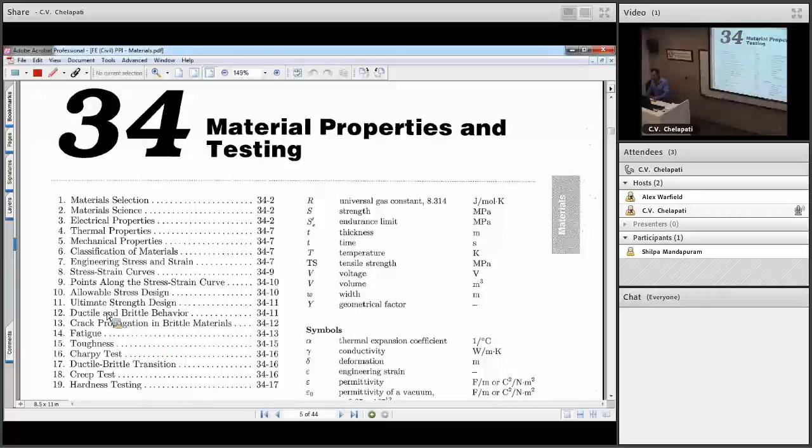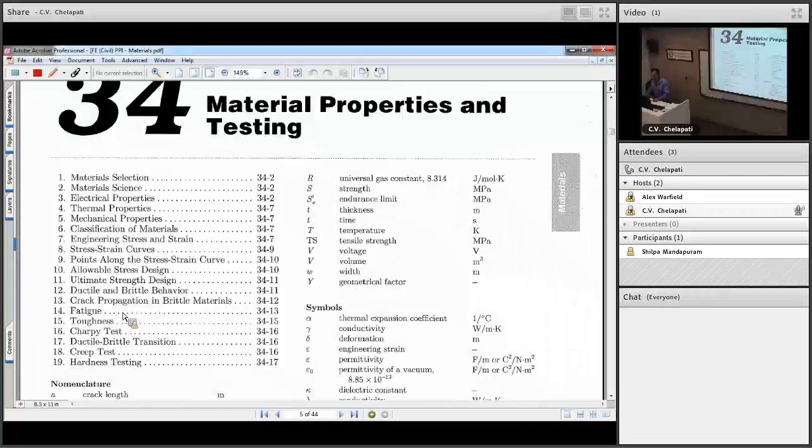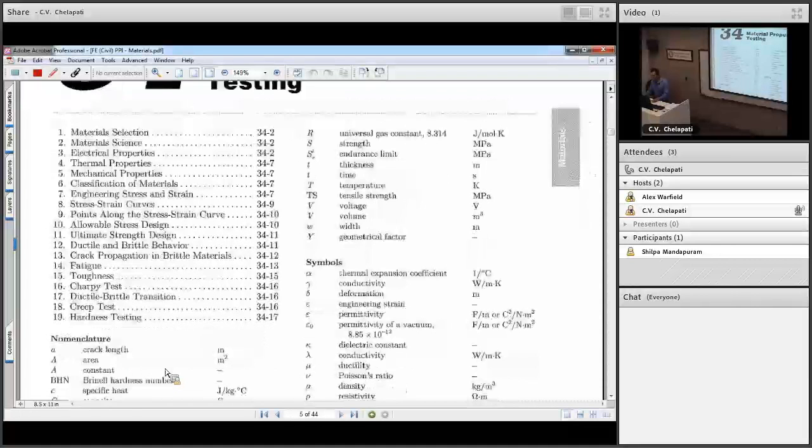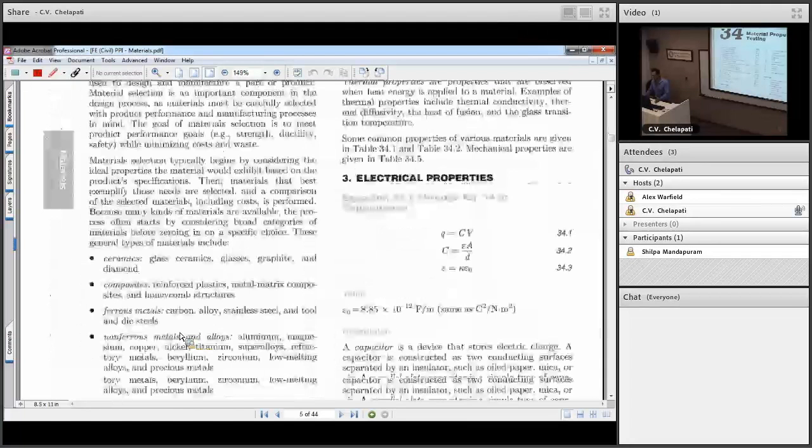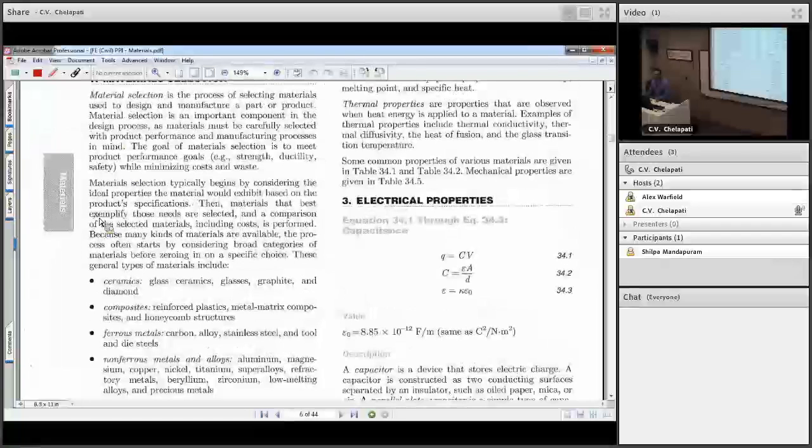points along the stress strain curve, allowable stress design, ultimate strength design, ductile and brittle material behavior, crack formation, crack propagation, which your book pretty fairly covers. I'm going to use the PPI book. Fatigue is another phenomenon. We're just going to briefly talk about it, since it's an extensive topic and we cannot go through all the details. Toughness, Charpy test for measuring toughness, ductile brittle transition, creep test, and hardness testing are the topics that I'm going to cover in my lecture slides in more depth.